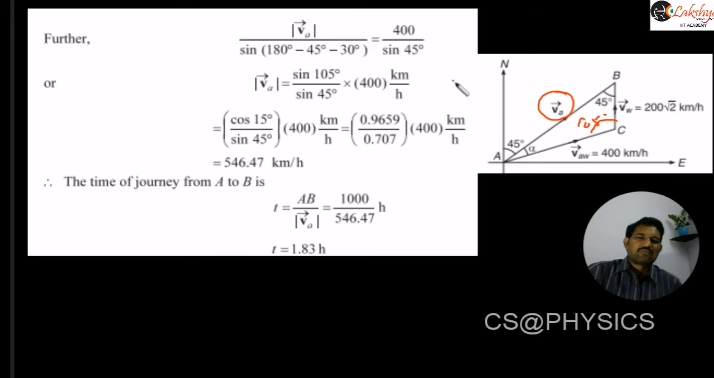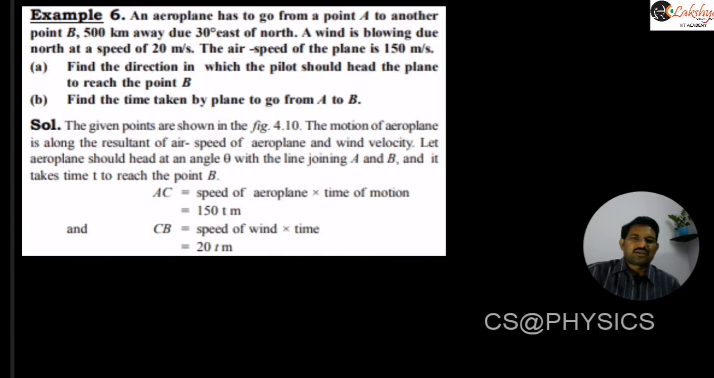So VA by, again we are taking Lami's theorem, right? So this is VA by the sine of this total angle 105, and VAW by sine of its opposite angle, 45 degrees. From this we calculate the VA value, as we know these angles here. Then after getting the VA value, we calculate the time of journey, which is nothing but AB by VA. So it is the time taken to travel that distance.